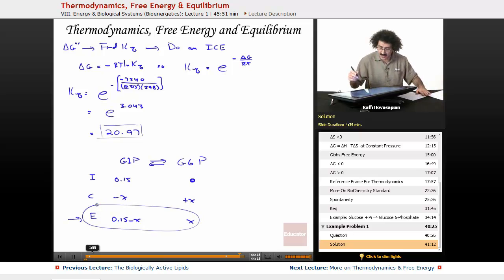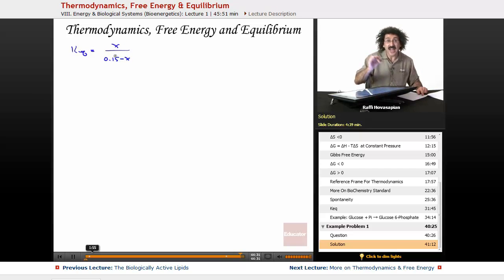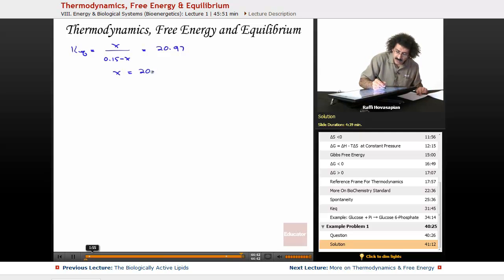Let me do the calculation on the next page. So I have KEQ equals X over 0.15 minus X, products over reactants at equilibrium. This happens to equal 20.97. I know what the equilibrium constant is, so I solve this equation. X equals 20.97 times 0.15 minus X.